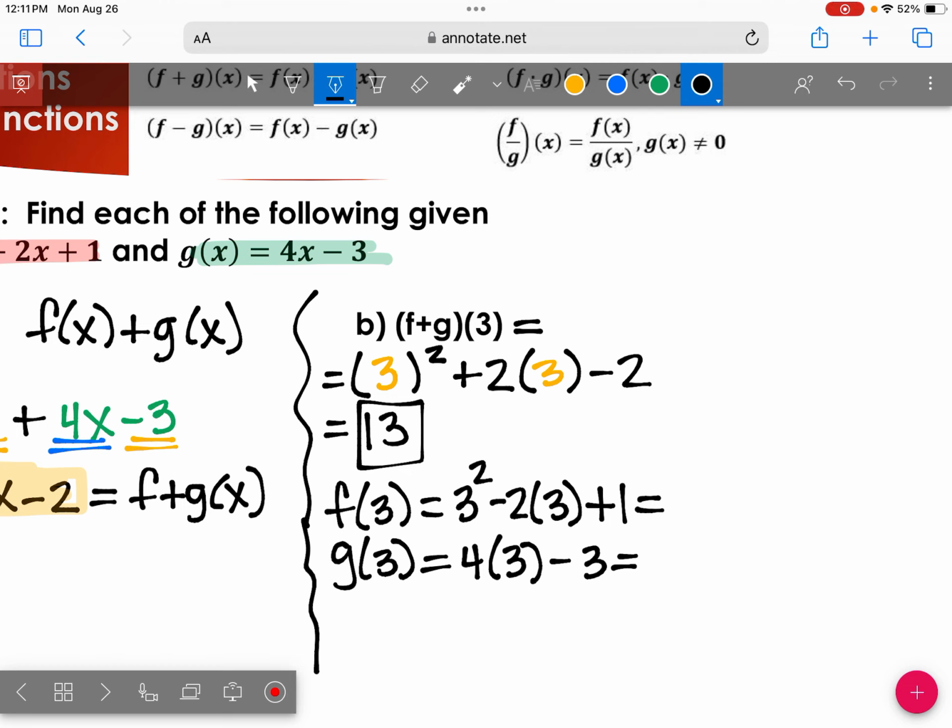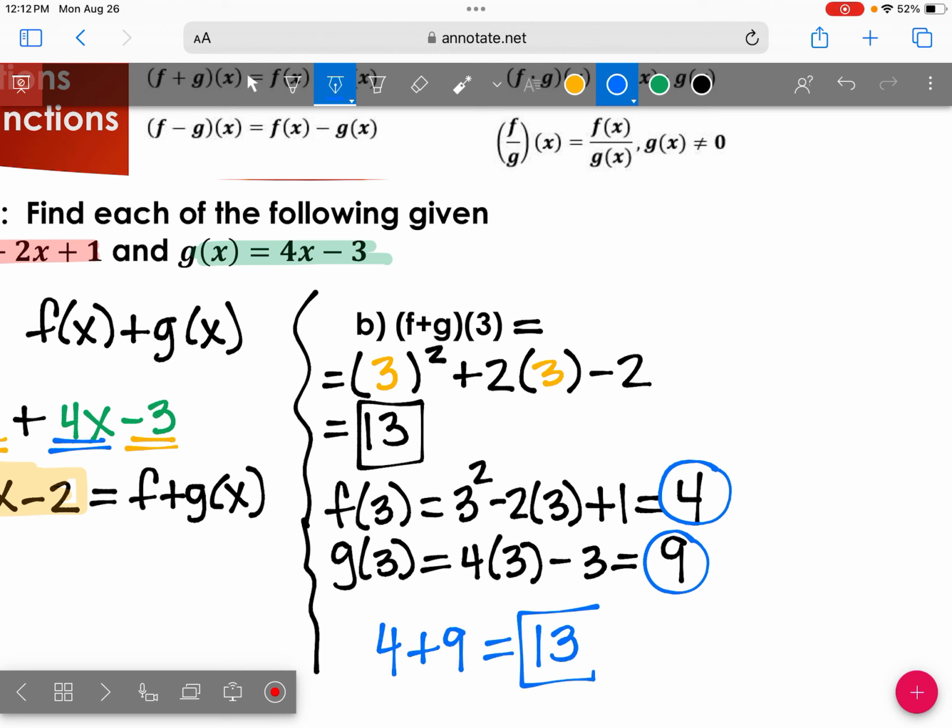x squared plus 2x minus 2. All right, so let's go ahead and see what do we get for this first one? 4. Who got 4 for this first one? All right, what did you get for the second one? 9. So when you add these two numbers together, notice that you still get the same thing because 4 plus 9 is 13.